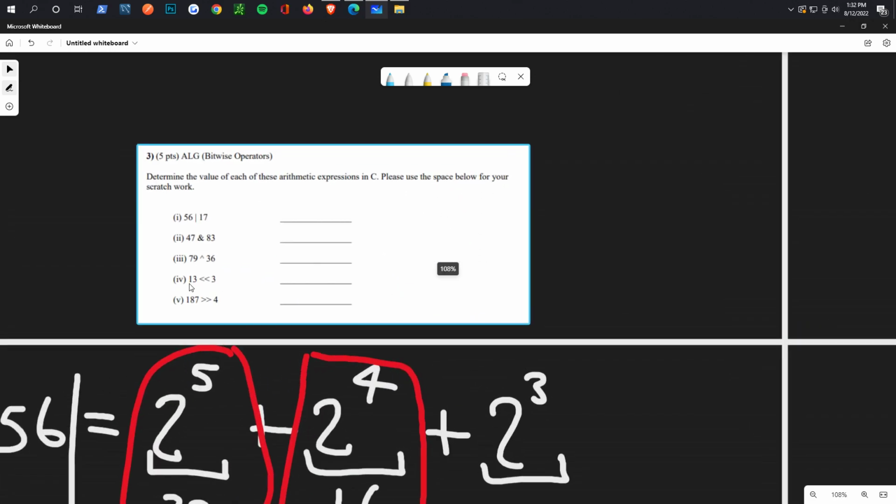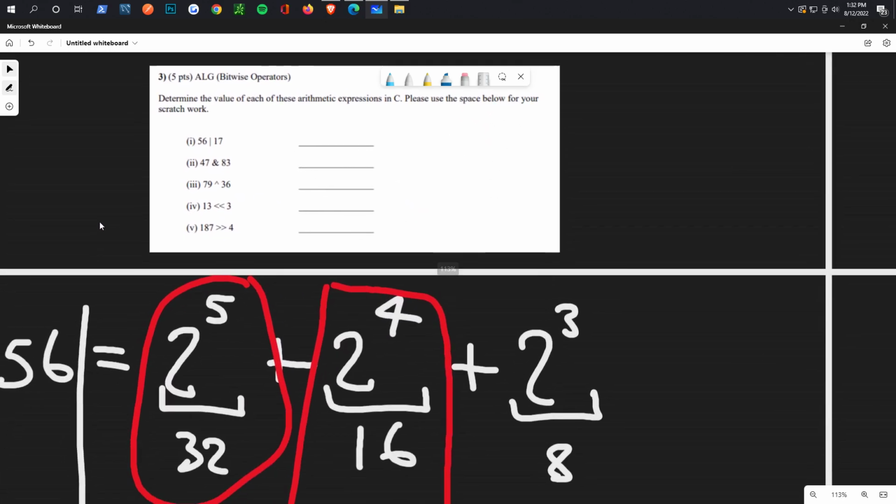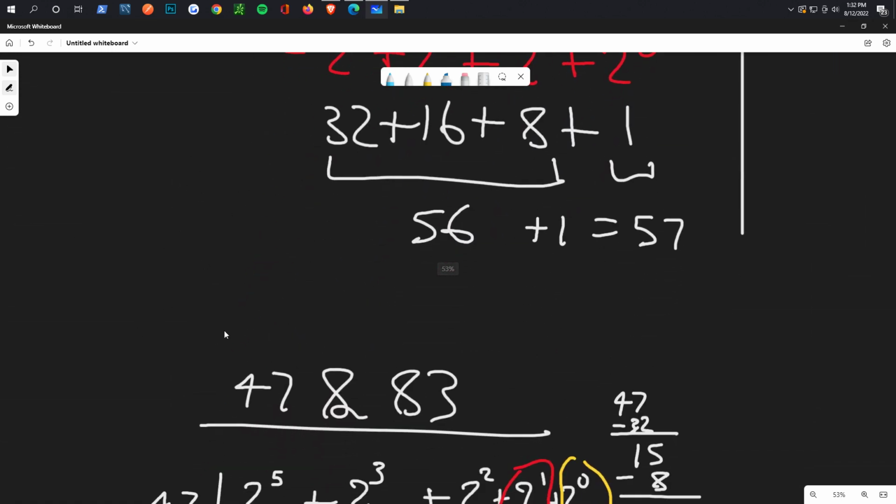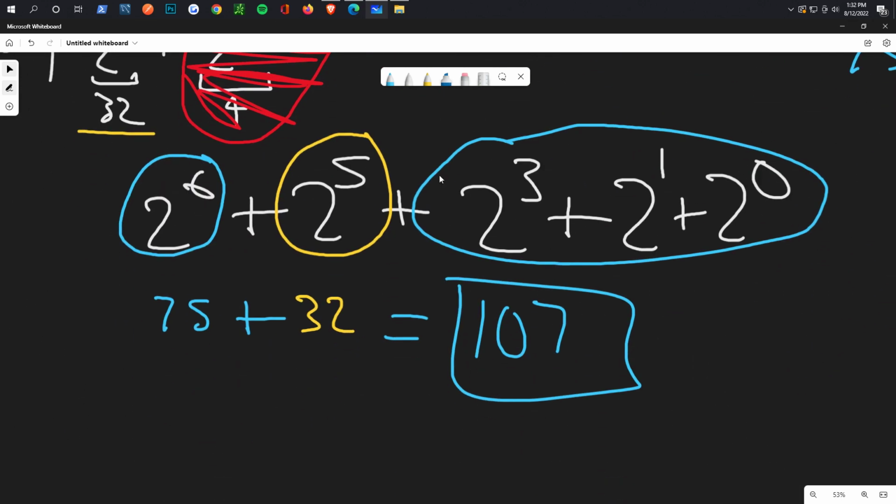Now let's go on to the last two questions. So we have 13 left shift 3. So this is actually one of the easier ones.